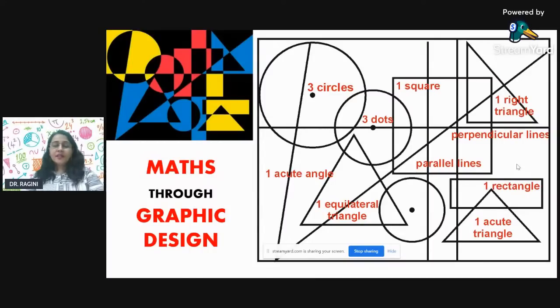The last discussion could be: how many acute triangles could you see? How many right triangles could you see in your picture? Every child will have their own design, which will have different numbers of right triangles and different numbers of acute triangles. Then how many equilateral triangles are there? How many dots are you using to make circles? 3, 4, how many? So this was graphic design.